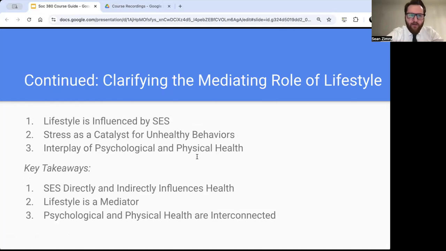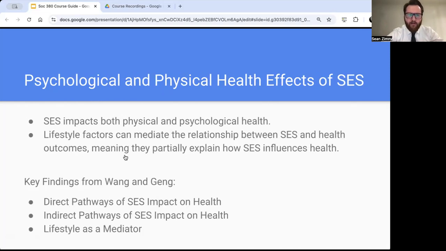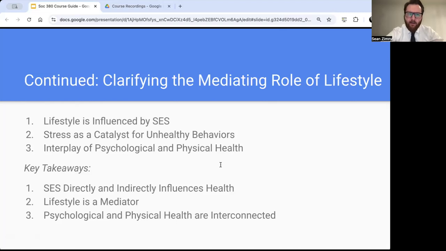I want to continue on the mediating role of lifestyle. We talked about direct pathways, indirect pathways, and lifestyle as a mediator. Let's dive in a little bit further, clarifying this role. There are three key components on top, and then I've got more takeaways. Number one, lifestyle is influenced by socioeconomic status. Health behaviors, things like exercising regularly and eating healthy, are shaped by social and economic context, not just individual willpower.